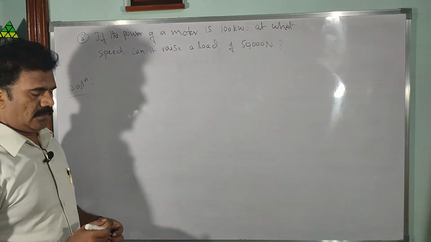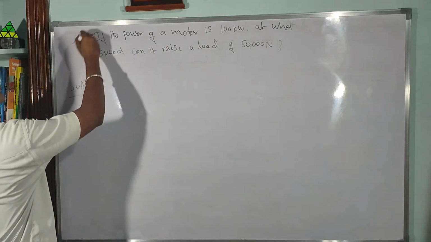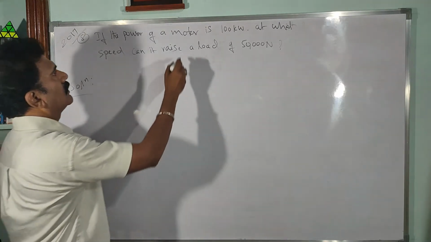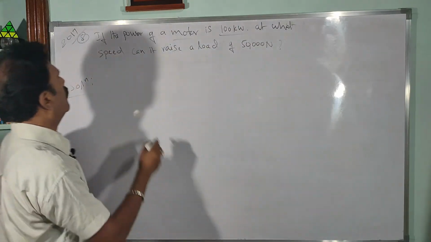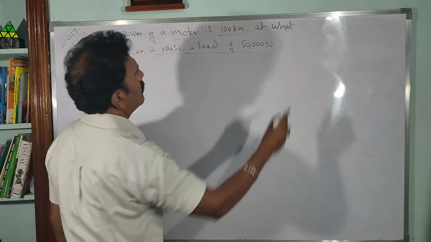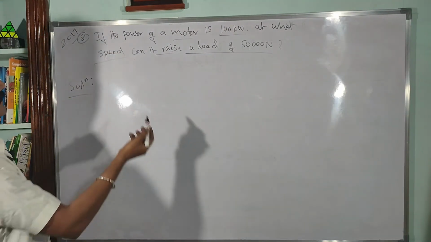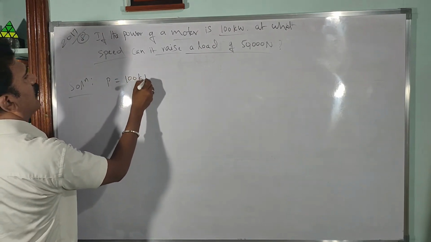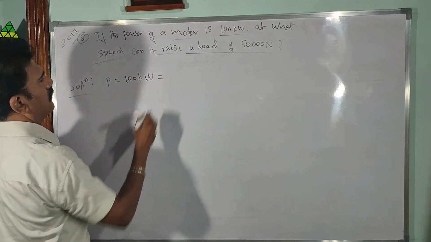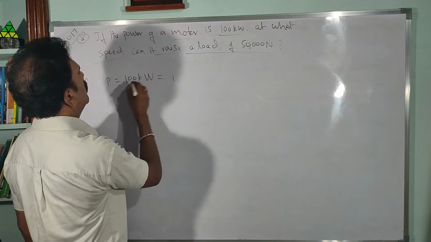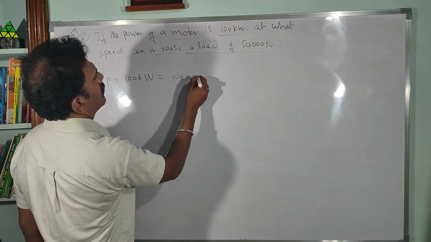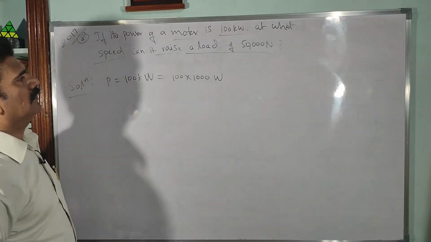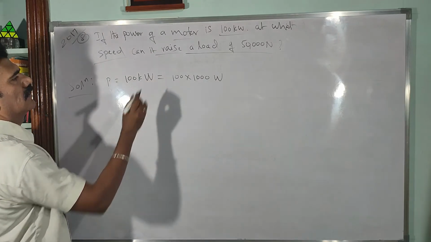Okay. Now look at another simple problem which was asked in the year 2017 question paper. If the power of a motor is 100 kilowatts, at what speed can it raise a load of 50,000 Newton? Very simple. Power of the motor is given, P is equal to 100 kilowatts. You can convert it to watts. So 100 into 1000 watts, that is equal to 100 kilowatts.